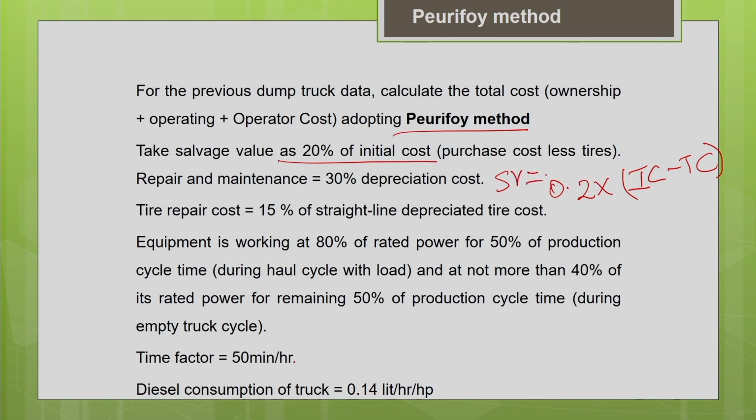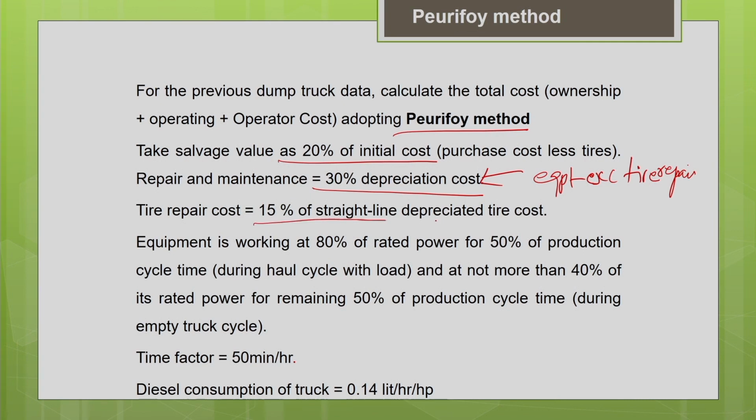Now the repair and maintenance is taken as a percentage of the depreciation cost here. So repair and maintenance is equal to 30% of depreciation cost, and this repair and maintenance is for the entire equipment excluding the tires, excluding the tire repair. The tire repair is considered separately here. It is 15% of the straight line depreciated tire cost.